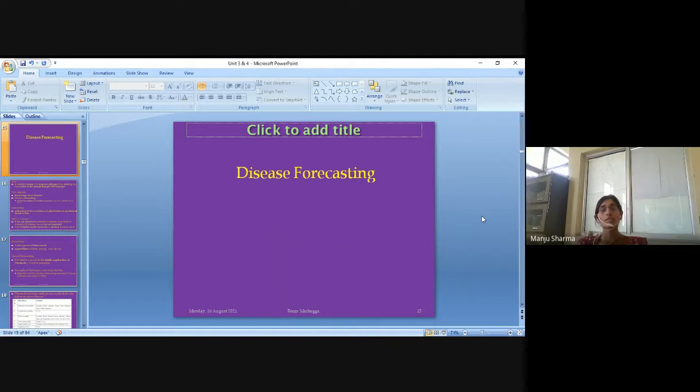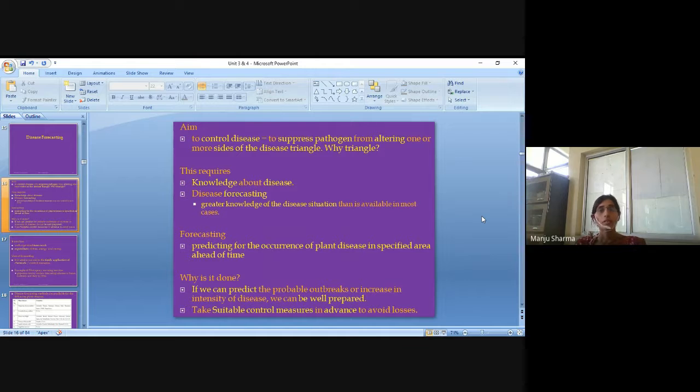Next is disease forecasting. The aim of disease forecasting is to control disease, to suppress the pathogen by altering one or more sides of the disease triangle.